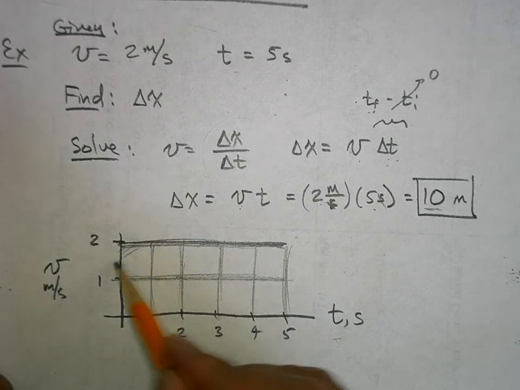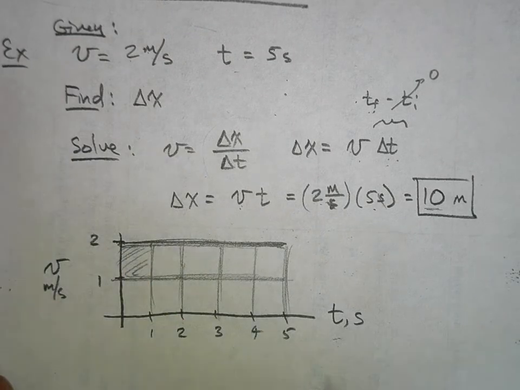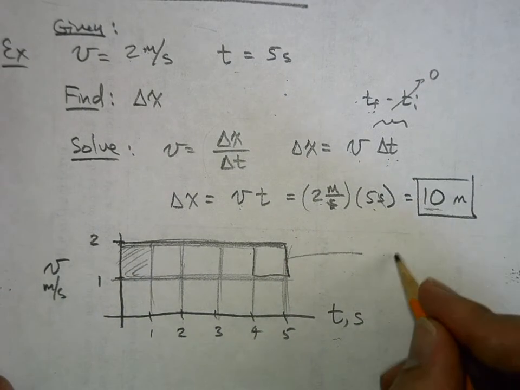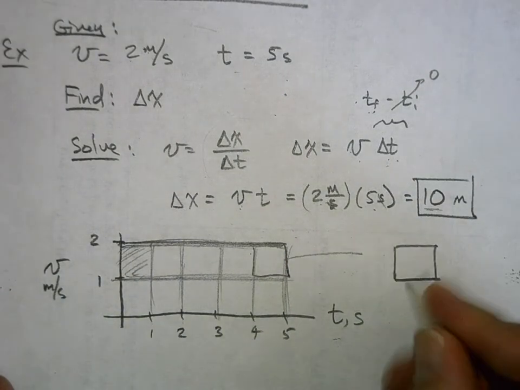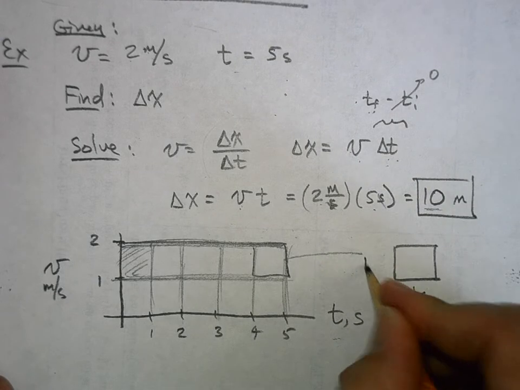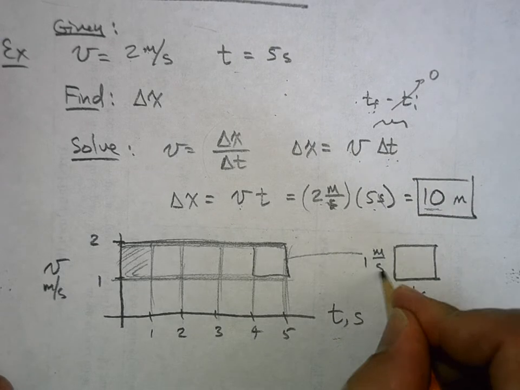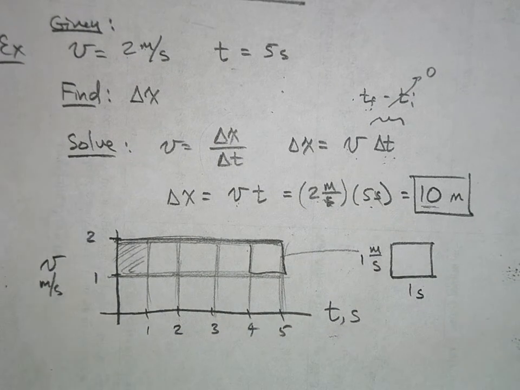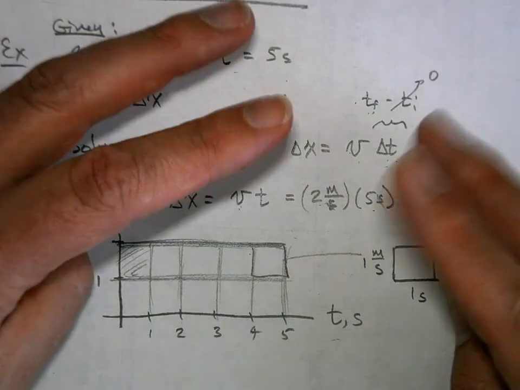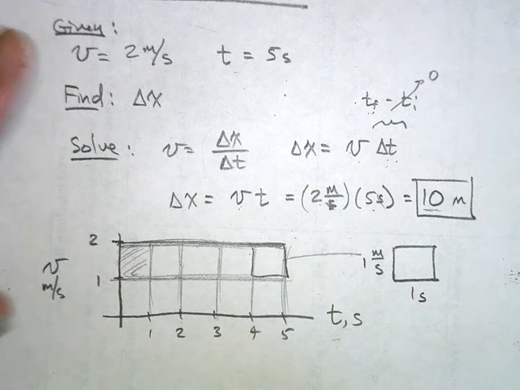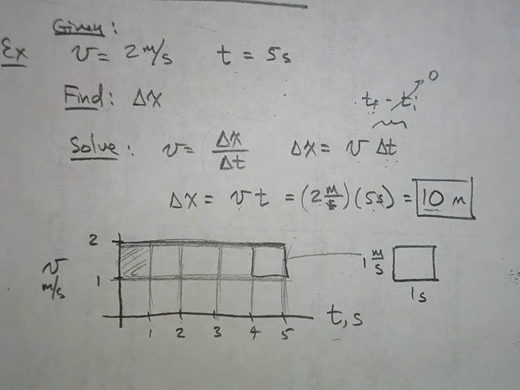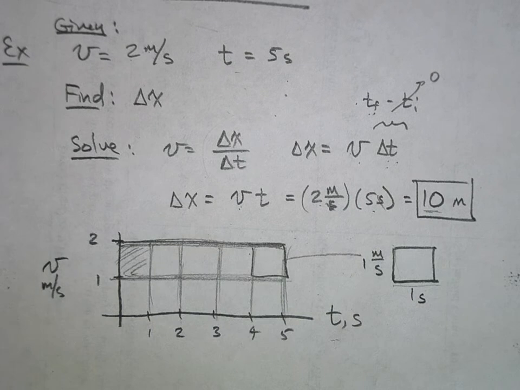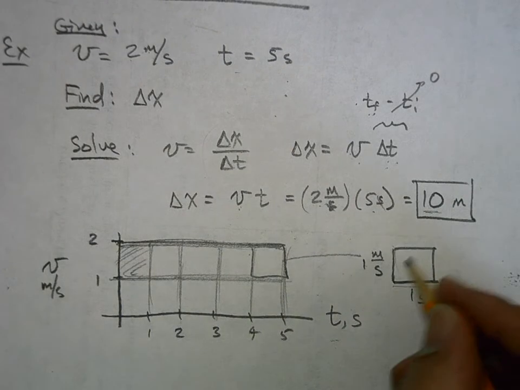It represents 1 meter of displacement. You see, let's take this little square like this. 1 second, 1 meter per second. Now the area, and I'm going to put area in quotes here, in little air quotes, okay? Area means width times height. Here's the width and here's the height. So you multiply them together, so you have 1 times 1 is 1.